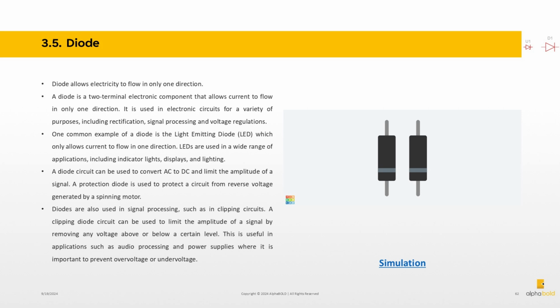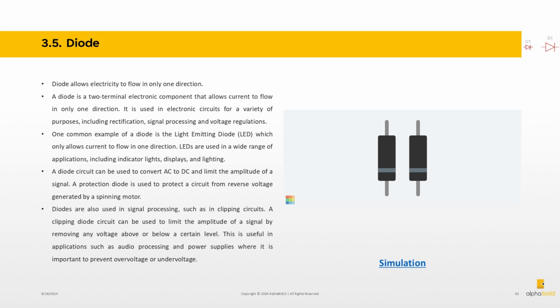Diode allows electricity to flow in only one direction. A diode is a two-terminal electronic component that allows current to flow in only one direction. It is used in electronic circuits for a variety of purposes, including rectification, signal processing, and voltage regulation.